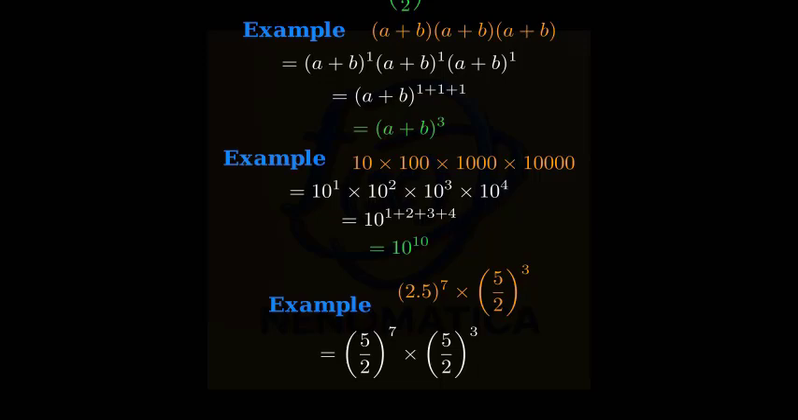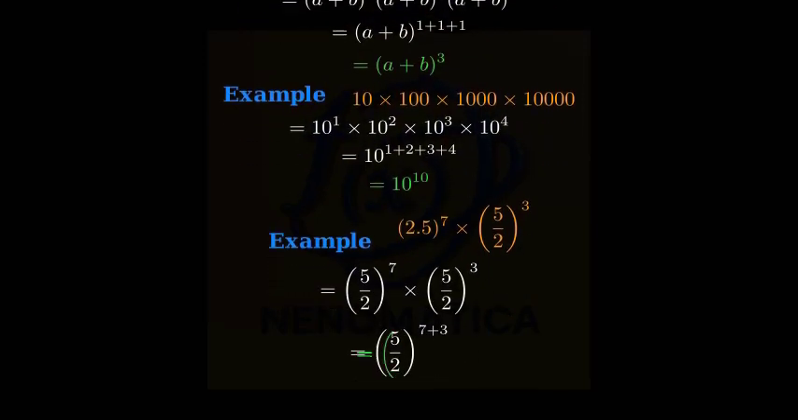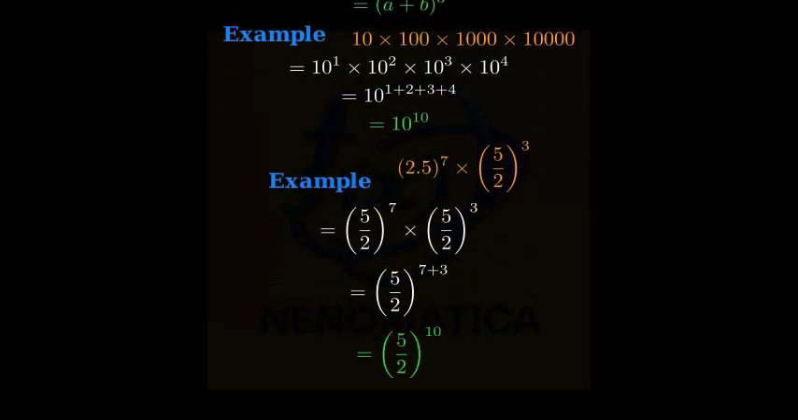First, notice that 2.5 is the same as 5 halves. So we have the same base in both terms. Since we have the same base, we can add the exponents. 7 plus 3 equals 10. So our final answer is 5 halves to the power of 10.